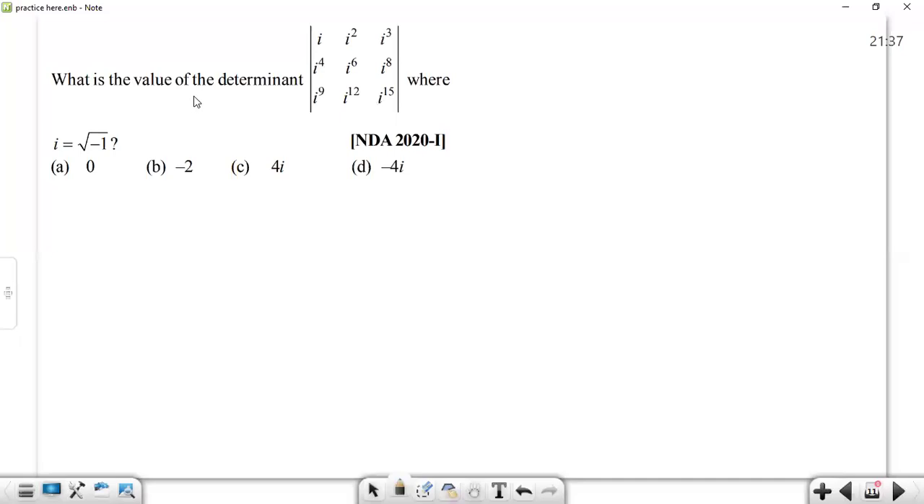So in this question, we have to find out the value of the determinant. The determinant is given like this, and there is a complex number used here, iota, and certain values of iota are given. So for just revising, iota is square root of -1. Iota square is -1. Iota cube is iota square into iota, that is -1 into iota, so that's minus iota. Iota raised to power 4 is its square, -1 squared, which is 1.